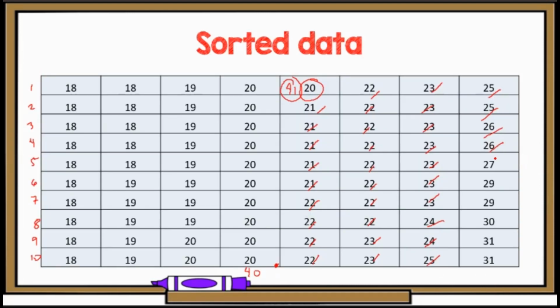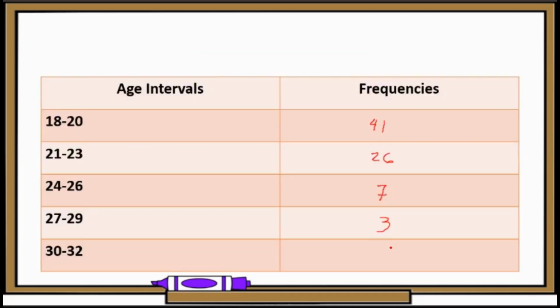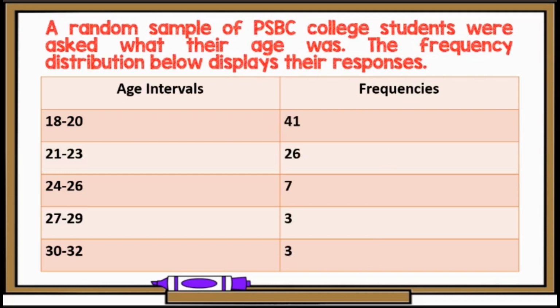Next, we have 27 to 29. 1, 2, 3. May tatlo. Okay. Next, we have 30 to 32. 1, 2, 3. So, meron tayong tatlo. And overall, meron tayong 80 na respondents na sumagot dun sa survey. Okay, this is the summary, mas malinaw. So we have 18 to 20, again it is 41, 21 to 23, we have 26, 24 to 26, we have 7, 27 to 29, we have 3, and 30 to 32, we have 3.